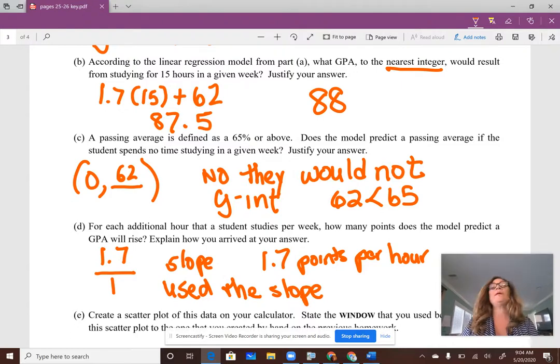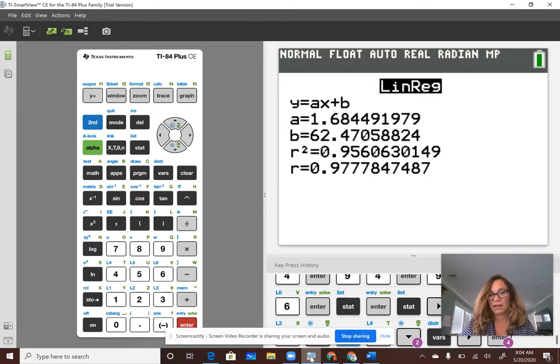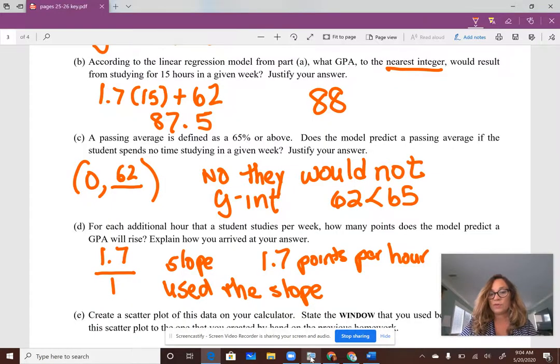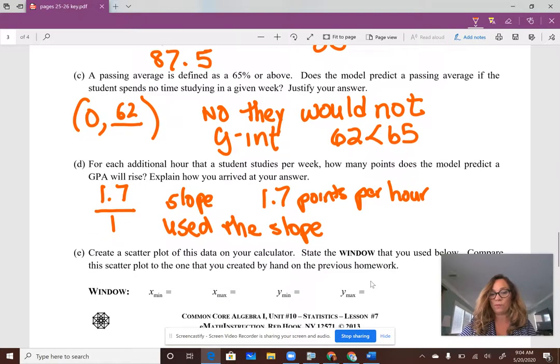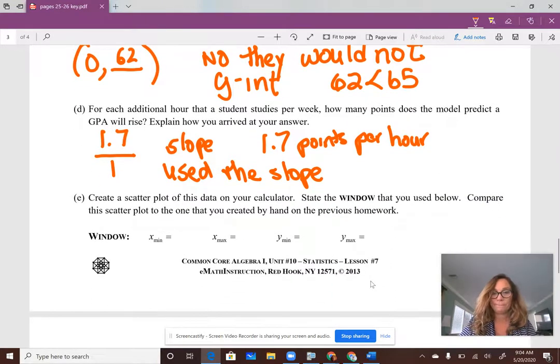Okay, now remember that the correlation coefficient, that was 0.97, I believe. Let me just double check. No, 0.98. So that is a strong, absolutely really strong, not perfect. Perfect would be a 1, but that is very strong.